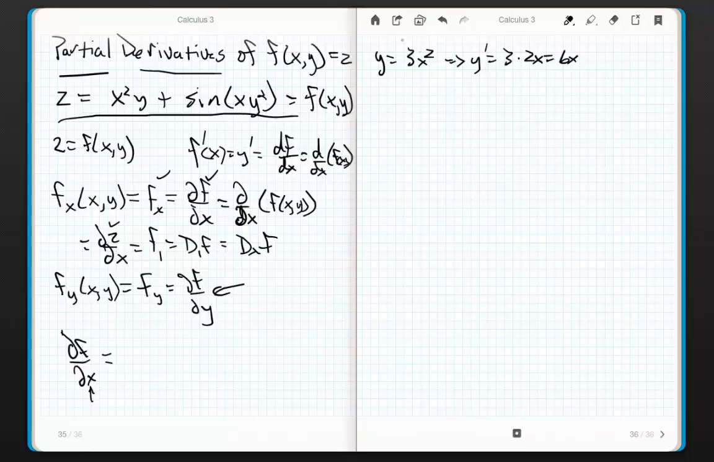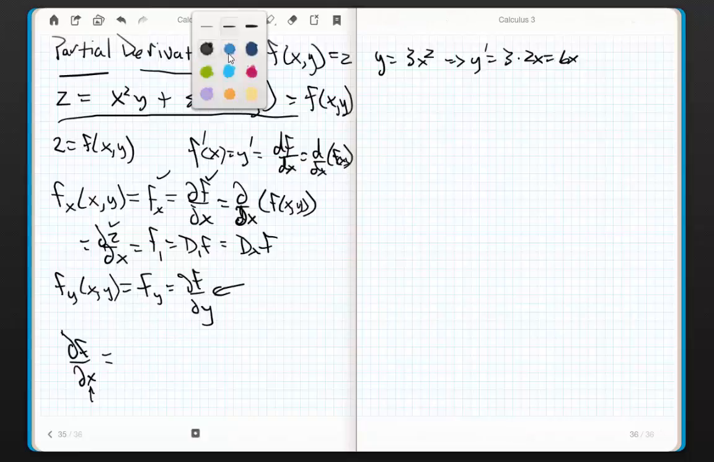So we need to be aware that these constants, when we treat them as constants, are just along for the ride. So let's do this one. All right, I'm going to change colors. All right, this guy is a constant. This guy is a constant. That's a variable, and that's a variable.